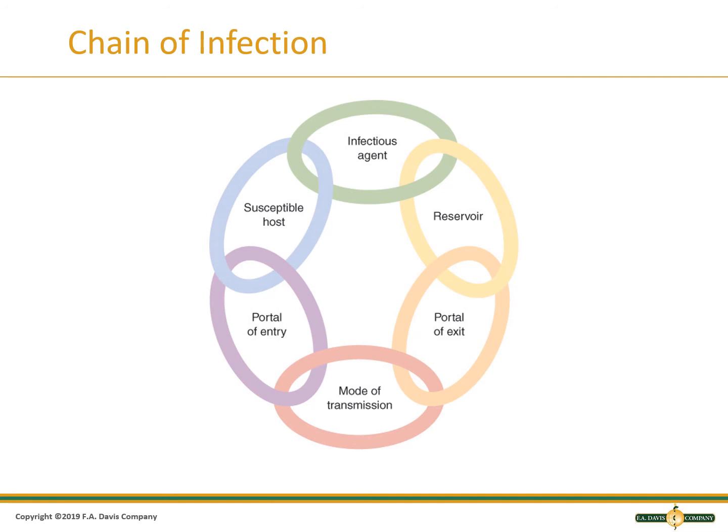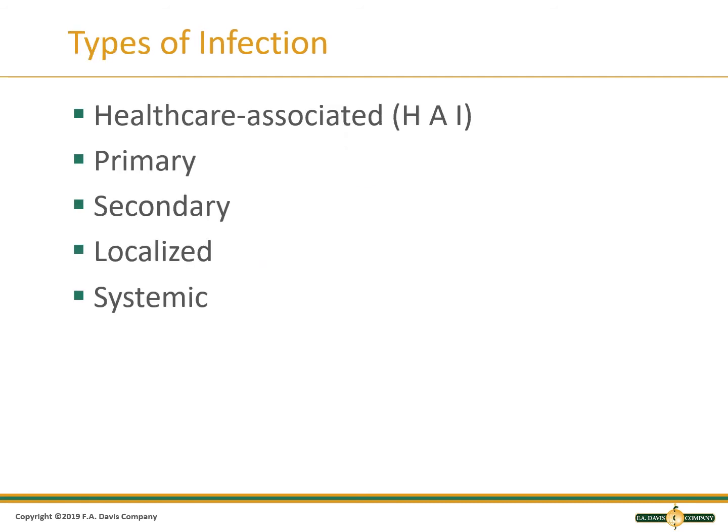And a susceptible host, or person whose body the organism has entered. So, different types of infections. A healthcare associated infection, also called an HAI, is an infection that is acquired while the patient is being cared for in any healthcare setting, including home health care and long-term care, and of course acute care in the hospital.